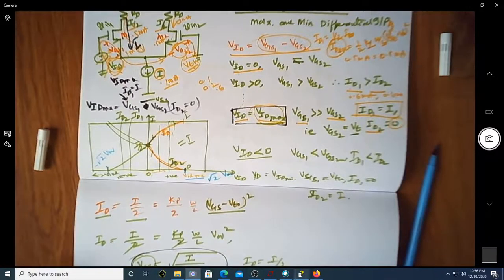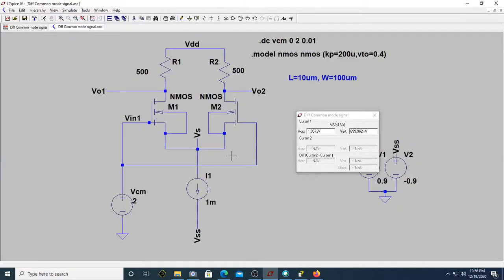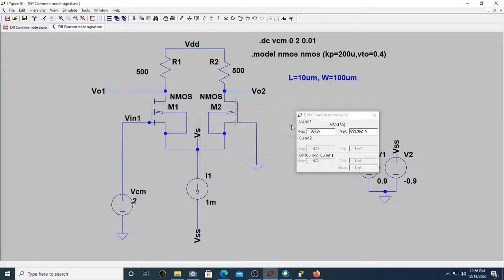We'll go back to this simulation and try to find out how it happens. So let us do that. Okay, let me delete this. This was for common mode. Let me ground this and name it as VID.